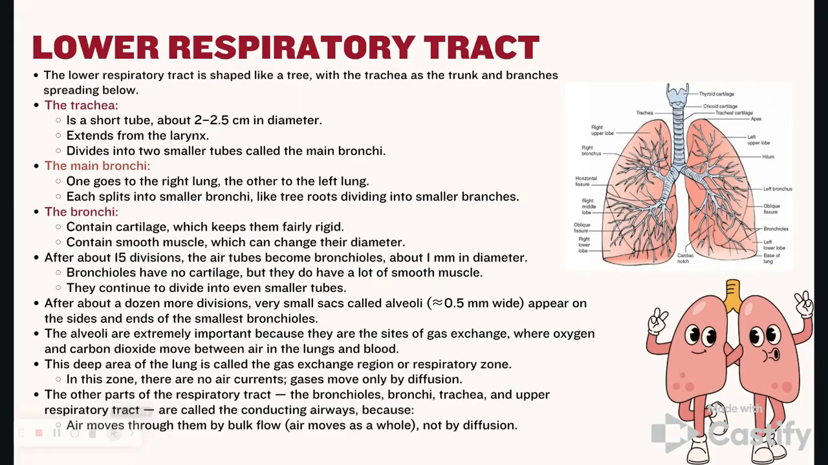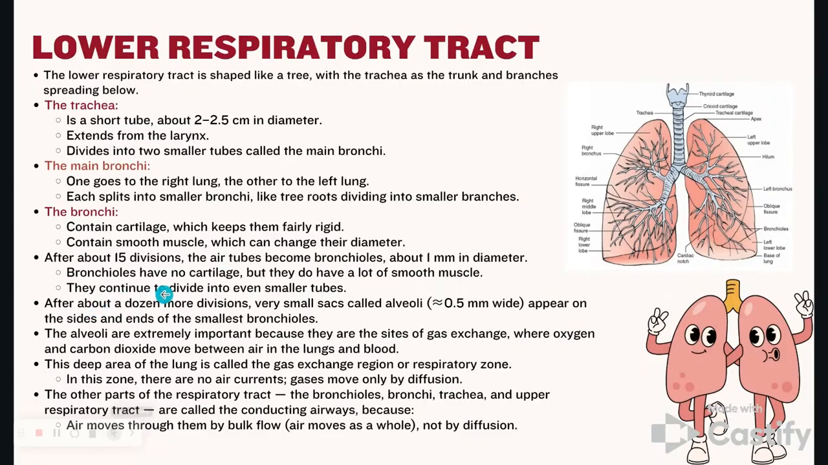Okay. These extra branches are going to contain cartilage, which keeps them fairly rigid, and smooth muscle, which can change their diameter. Okay, smooth muscle is always going to change the diameter, either contracting or expanding. Okay, so after 15 divisions, the air tubes become bronchioles. Okay, and they're going to be very small, 1 millimeter in diameter.